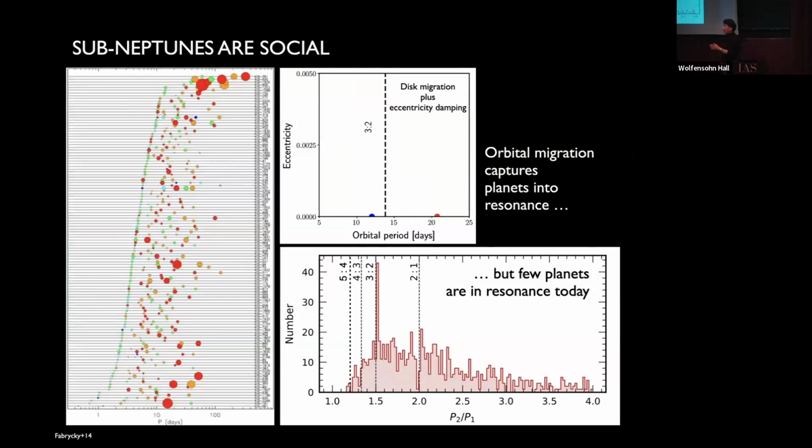Sub-Neptunes, where you find one, you're very likely to find a whole bunch. They're gregarious. They exist in these multi-planet families. The orbits of sub-Neptunes today are more or less random. If you measure the period ratio between adjacent pairs of planets, you find that they can basically take any value in this continuum of possibilities. Looks more or less random, except for the 10% of pairs which lie near mean motion resonance, the most prominent one being the 3 to 2.